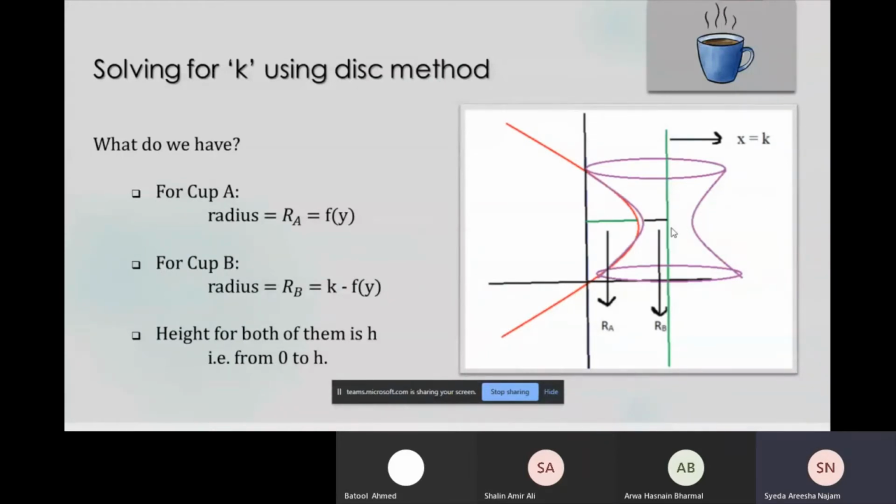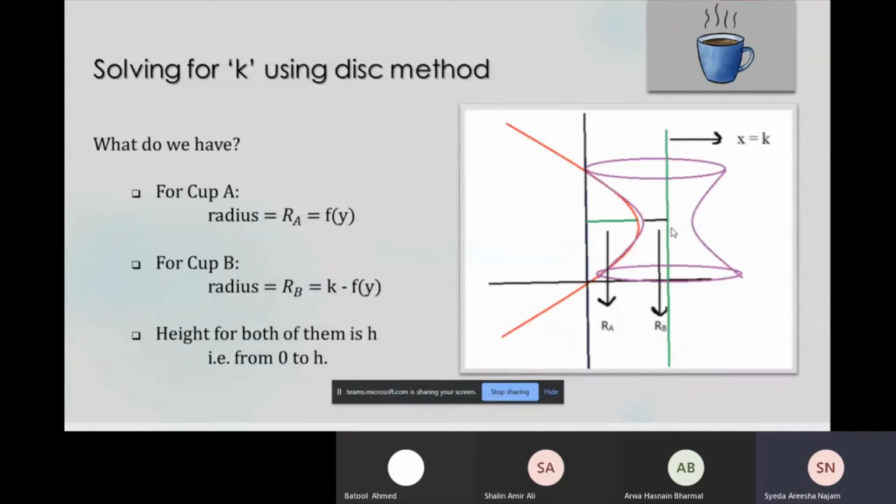Coming to our main goal, solving for k using the disk method, referring to the diagram on the right, we have a red parabola, a red curve, and some purple curves. The red parabola represents cup A, and the purple curves represent cup B.